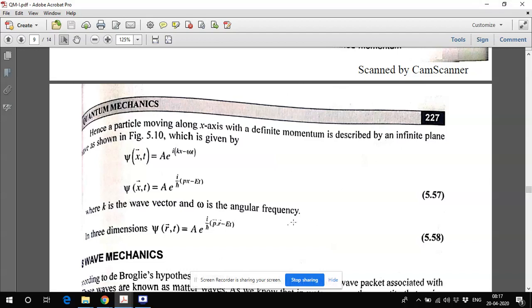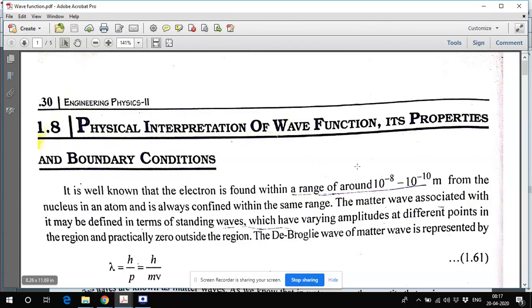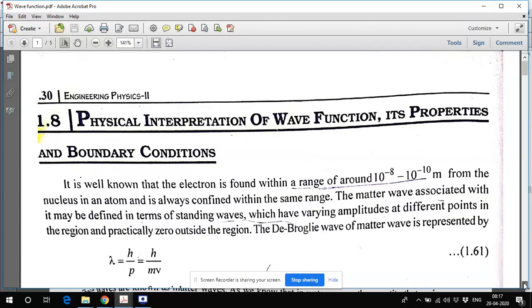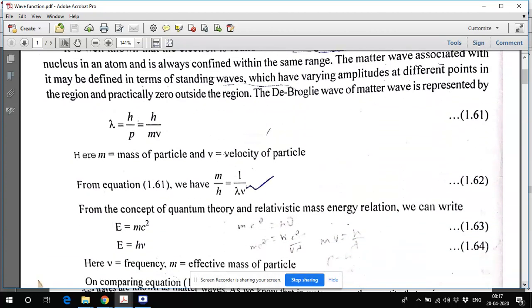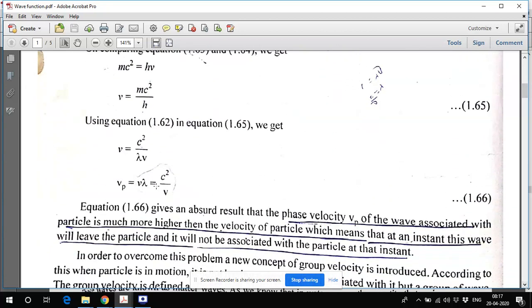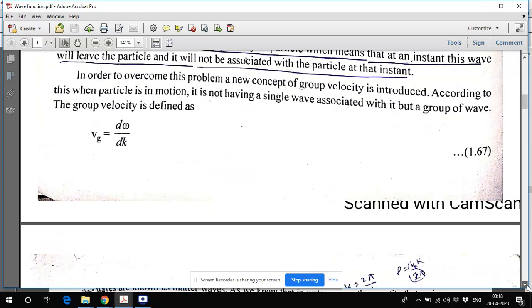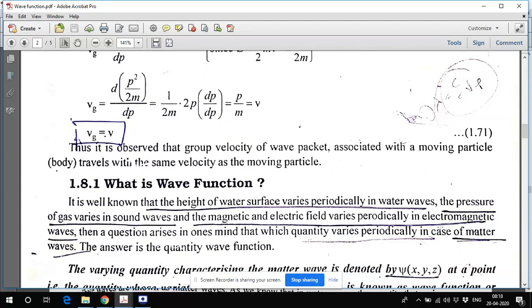Now moving further. What is the physical interpretation of the wave function? What is its property and boundary condition? We have gone through it that λ is h by mv. We have also proved that from this equation you can calculate that vp is equal to c square by v. The phase velocity of the wave associated with a particle is much higher. And we have also taken vg, where vg equal to v. So this is the wave function.